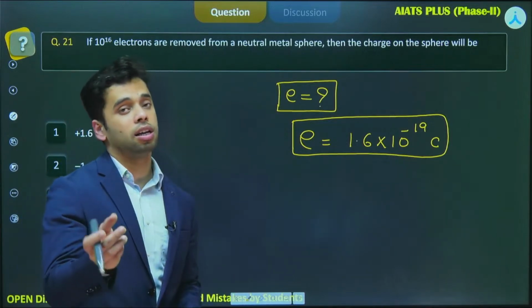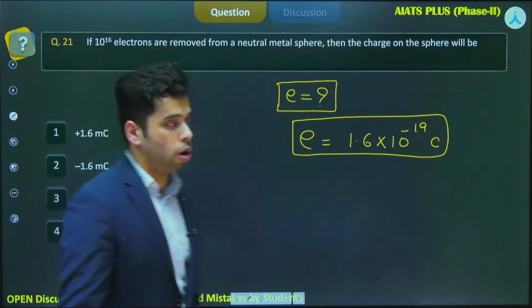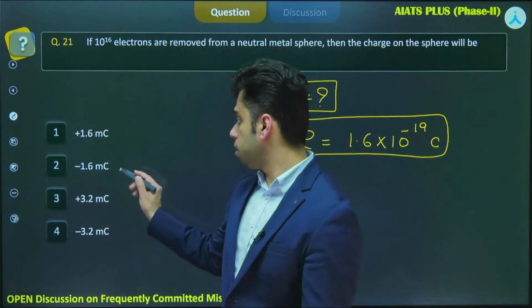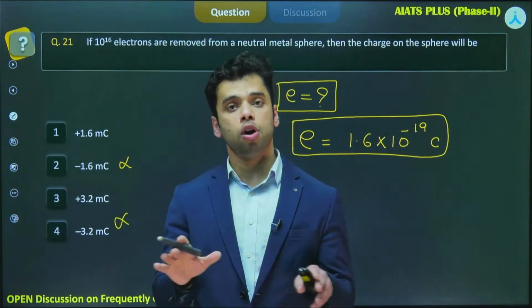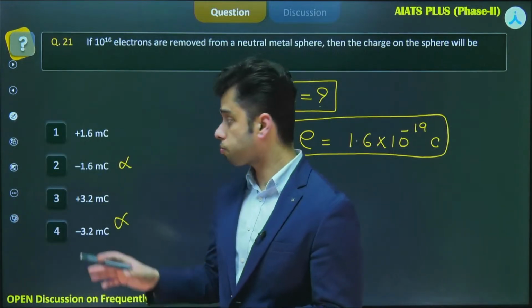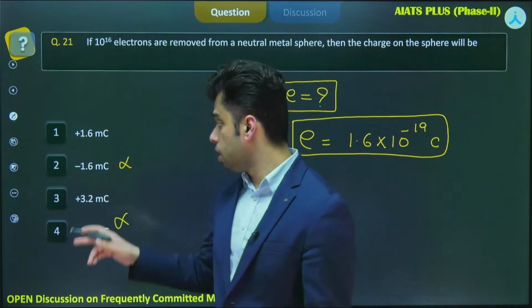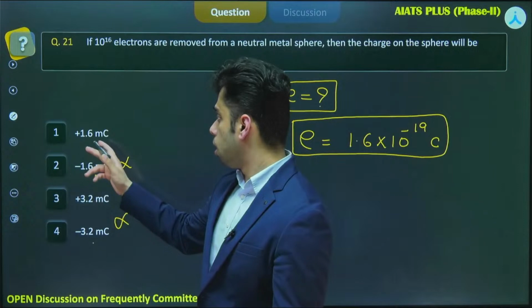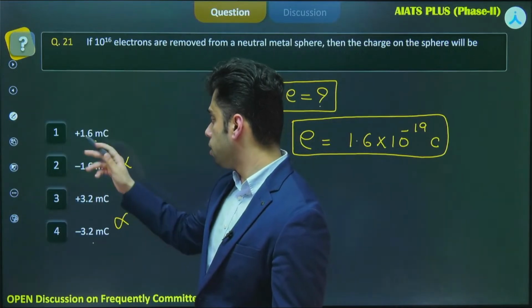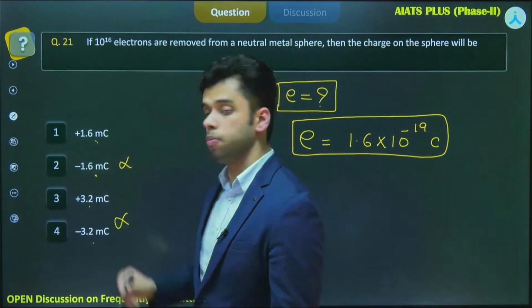So the answer cannot be negatively charged. So all the options which say that it is negatively charged should be wrong. I have nullified two of the options just by going through the basic concept: options 2 and 4 cannot be the answer to this problem. So the correct one should be either 1 or 3, right?